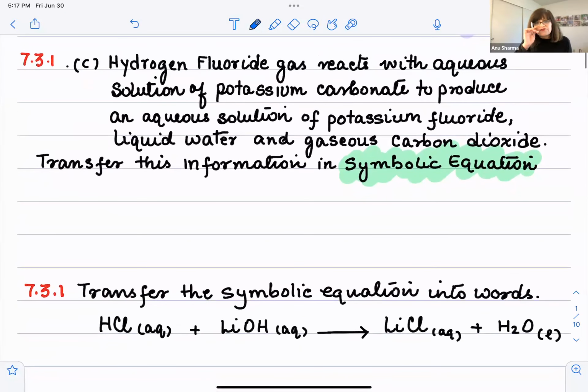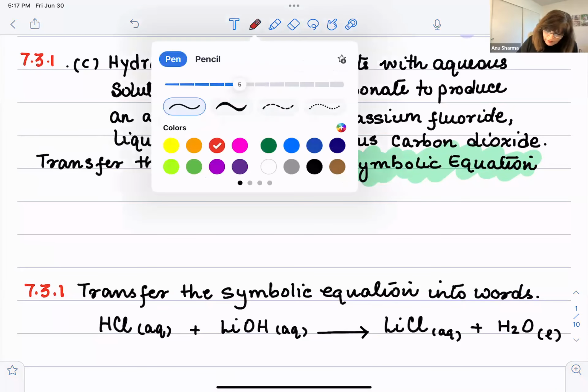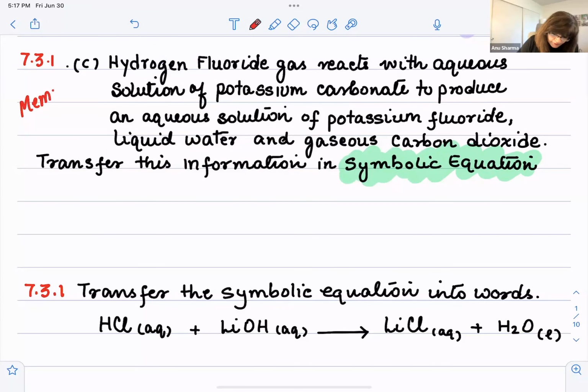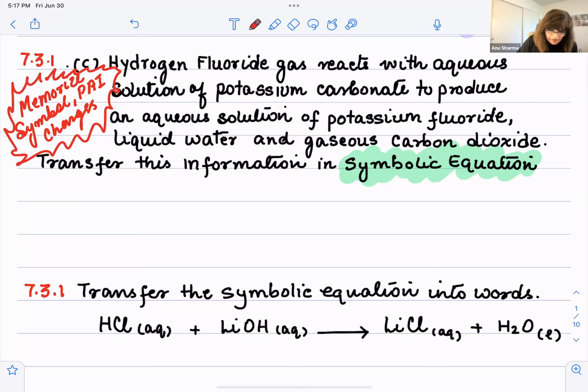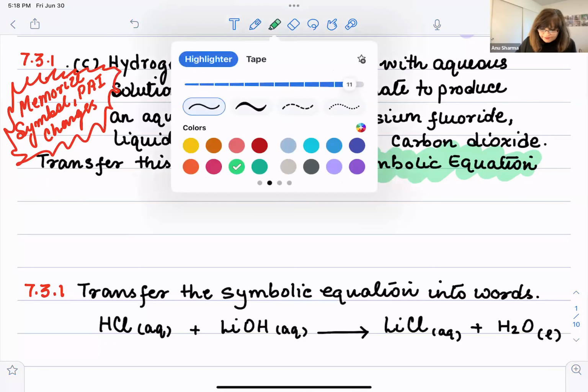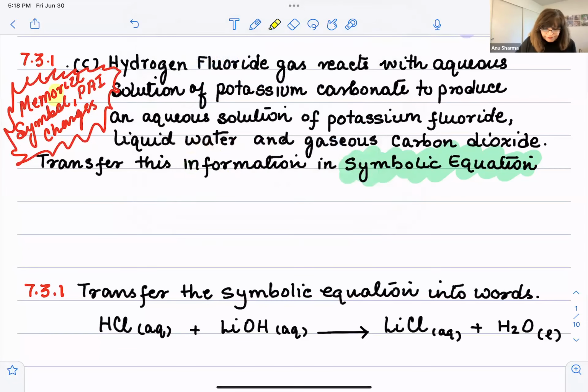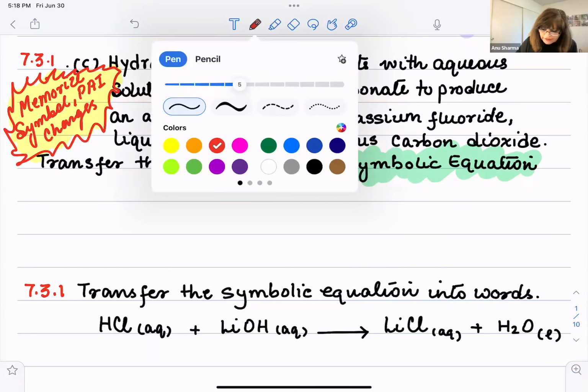The important thing here for you is you need to memorize symbols from the periodic table and polyatomic ions, and you should know their placement and the charges. I have created a quiz, a worksheet, for all this, so you need to focus on that and try to learn these things and memorize them.